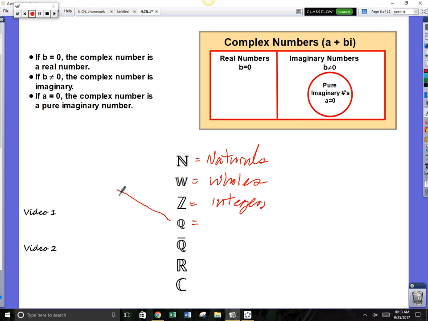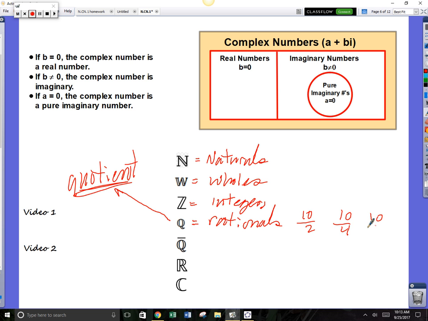Q makes sense. W makes sense. N makes sense. Q is quotient. So quotient is like the answer of a division. So these are the rationals. So they can be written as quotients, like 10 divided by 2, 10 divided by 4, 10 divided by 6.